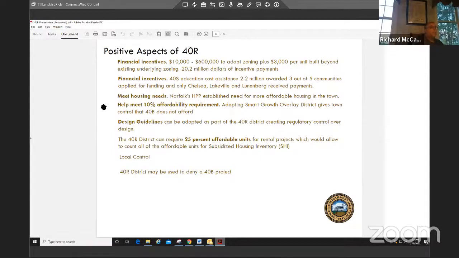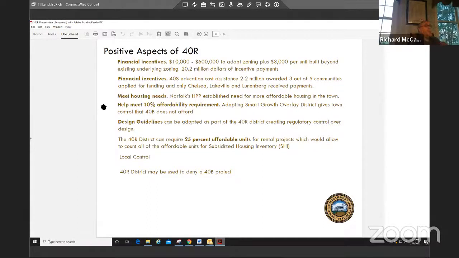As I mentioned earlier, the development design guidelines can be incorporated into a regulatory fashion, which is a little bit above where we've been talking thus far. Design guidelines, we've been talking about utilizing them as guidelines. They become more powerful from a design guideline standpoint in a 40R district.